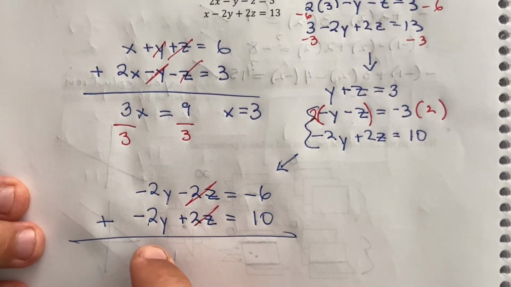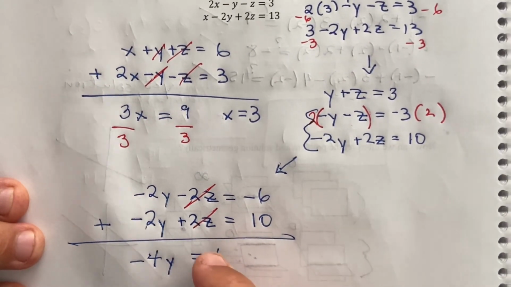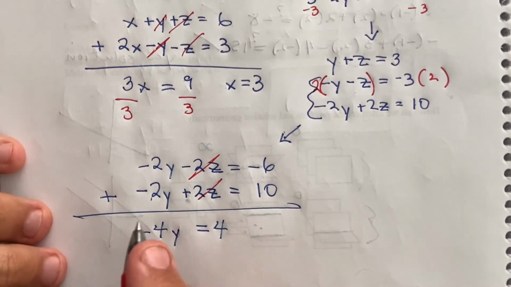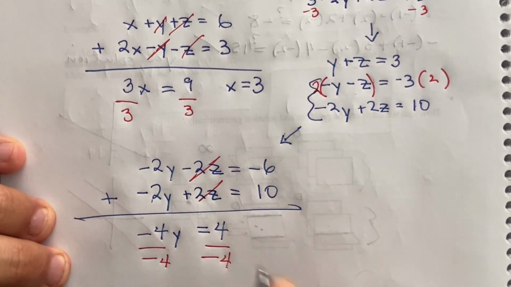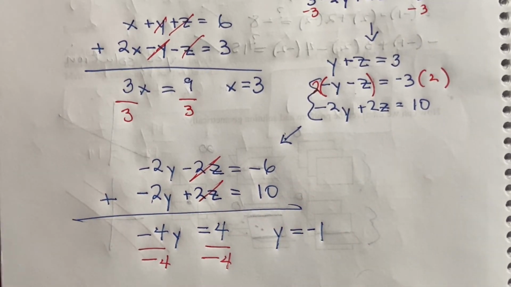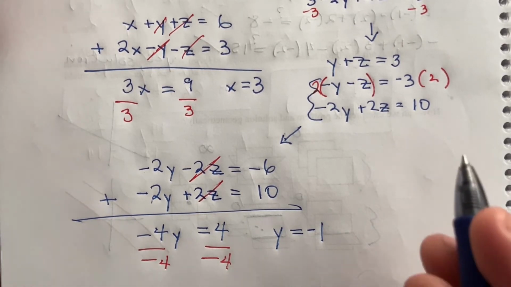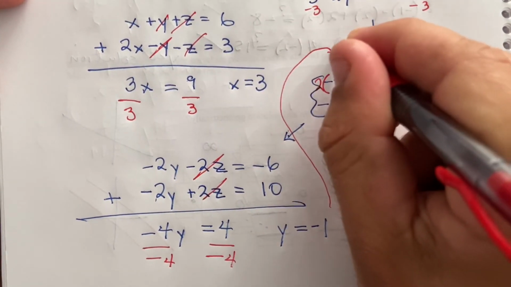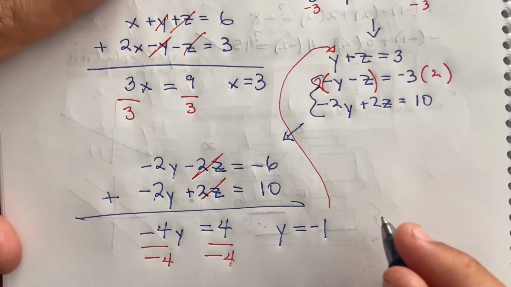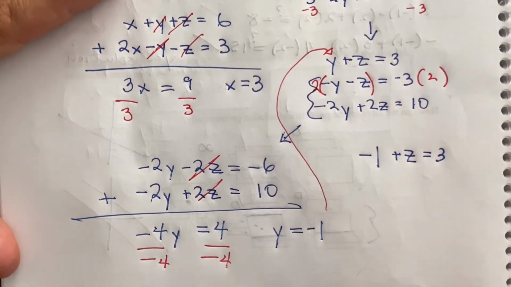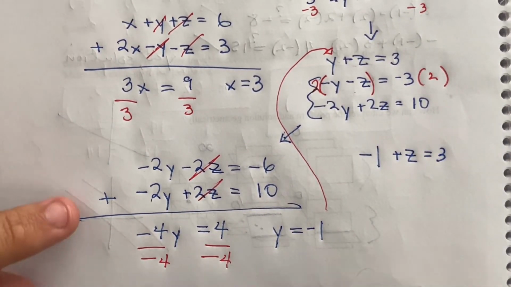So negative 4y equals 4. Divide by negative 4. So y apparently is negative 1 from that work. Y is negative 1, so just looking at what we have to work with, I could now take that right here and learn what z is. So if I do that, I know negative 1 plus z should be 3. So add 1.